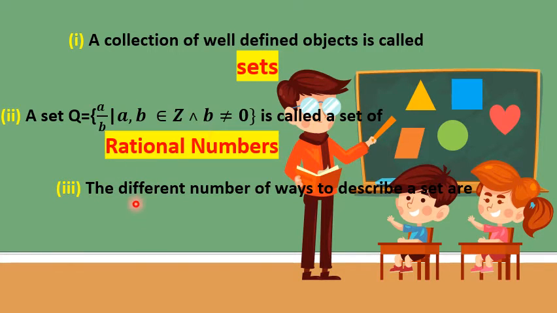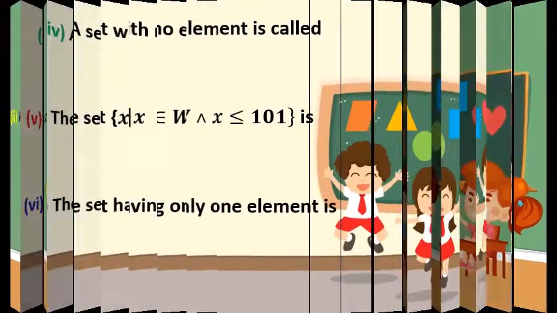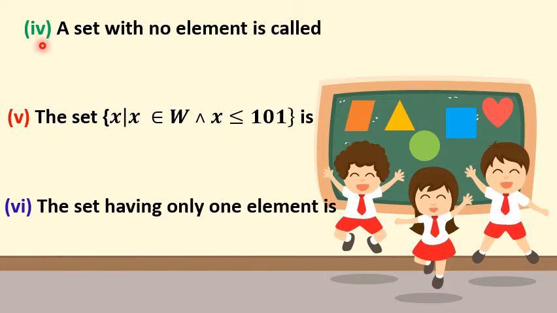Number 3, the different number of ways to describe a set. I have just told you. How many ways are there to describe a set? Yes, there are 3 ways to describe a set: listing method, descriptive method, and set builder notation method. Fourth, a set with no element is called, very simple, it is called an empty or null set.